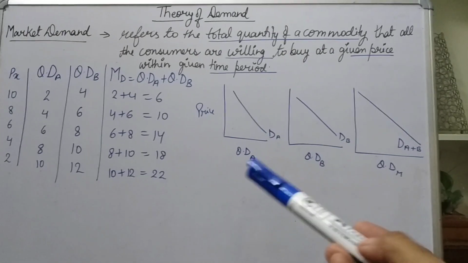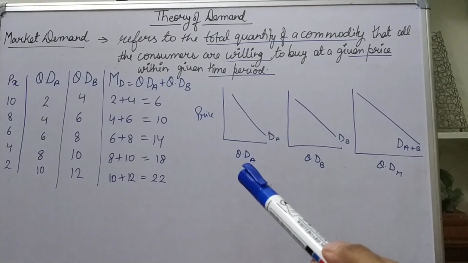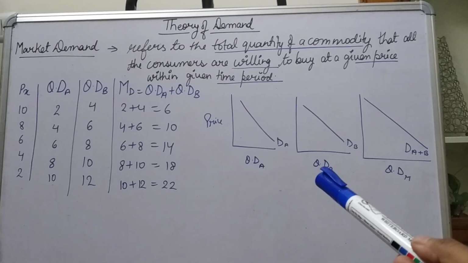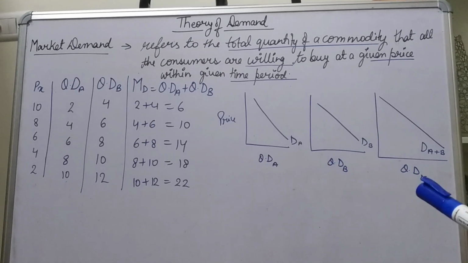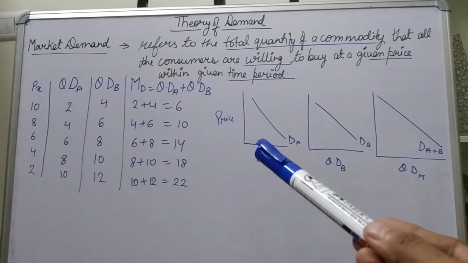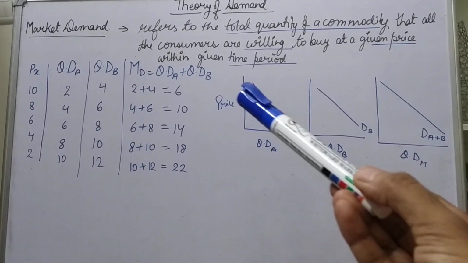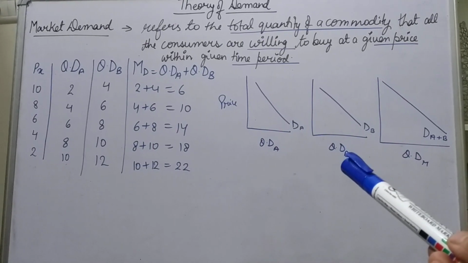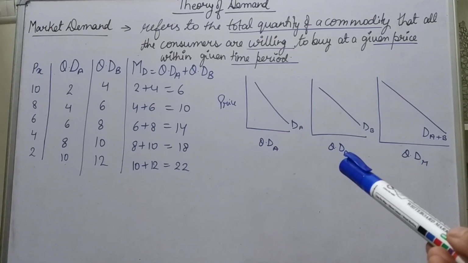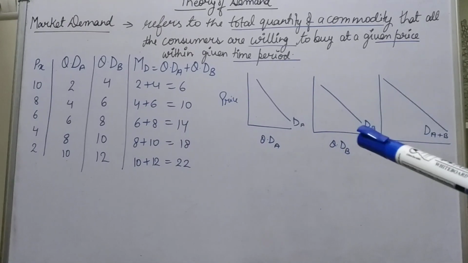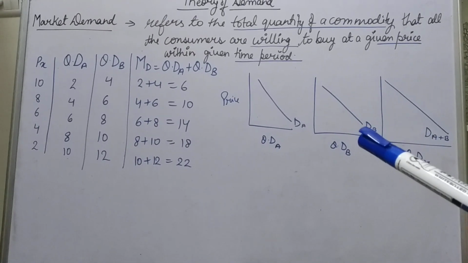Here also you can see that first of all, the first curve is the individual demand curve of the A consumer. Then this is the individual demand curve of the B consumer. And after that you can see, after adding, when you will plot these points, that means here you can keep the quantity demanded of the A consumer price. Here also you can keep the quantity demanded of the B consumer, units 2, 4, 6, 8, 10, 12. Then you will plot all these points, you will get the shape of the curve like this.